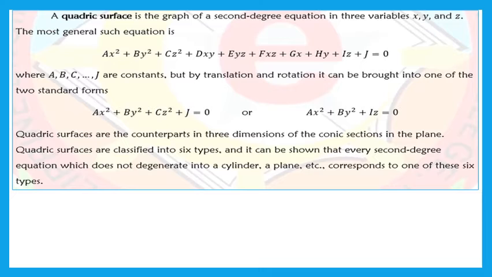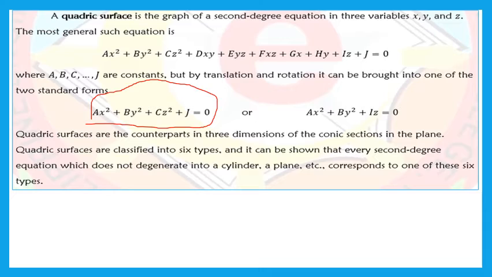The most general such equation is this one: ax squared plus by squared plus cz squared plus dxy plus eyz plus fxz plus gx plus hy plus iz plus j equals to 0, where a, b, c to j are constants, but by translation and rotation, it can be reduced into one of the two standard forms. So, ito yung standard form niya. It's either ito or ito. Ax squared plus by squared plus cz squared plus iz, or ax squared plus by squared plus iz equals to 0.